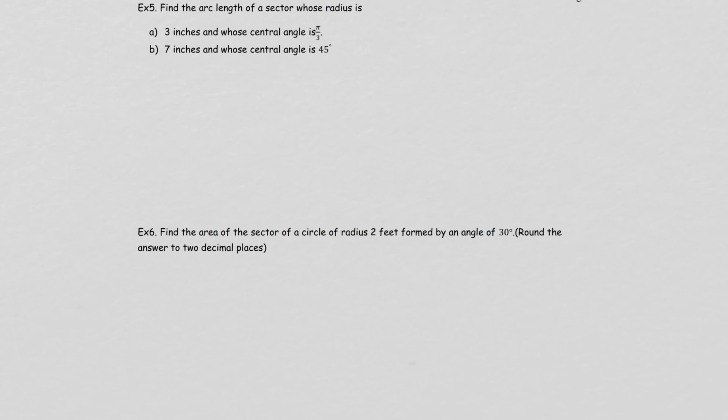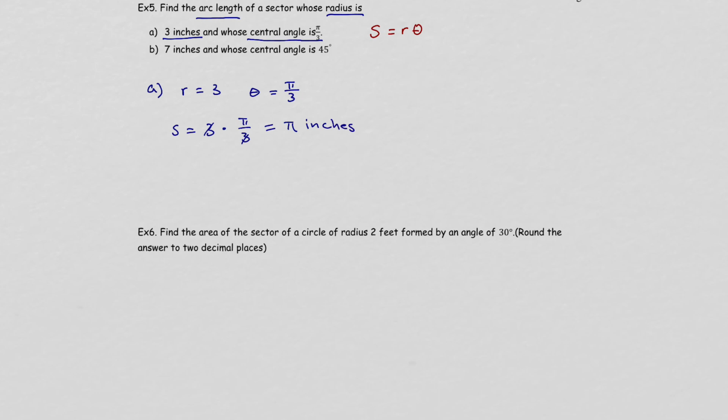Example 5 asks to find the arc length. We have a formula for arc length, and that is arc length equals radius times theta. And when we're looking at the first problem, it says the radius is 3 inches and theta, which is the central angle, is pi over 3. And this is already radians, so we can use it as it is. When we plug into the formula, we will have 3 times pi over 3, which is going to be pi inches. And that's going to be the arc length.